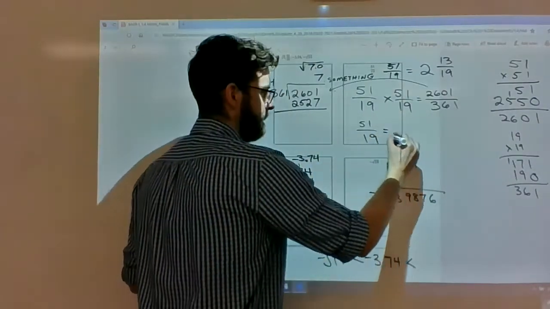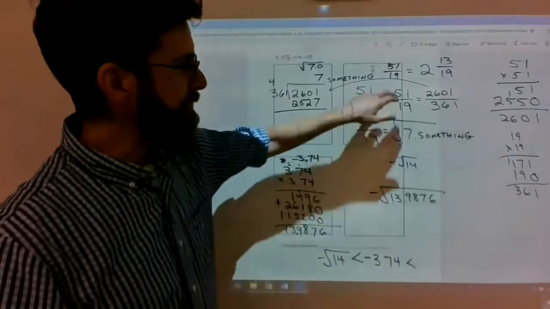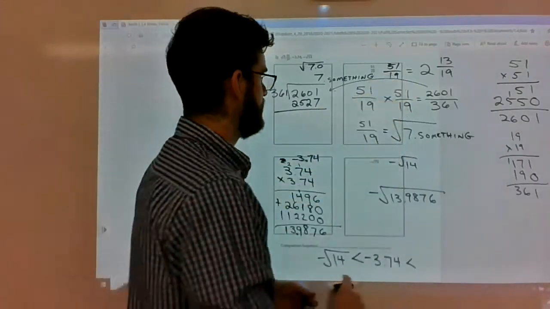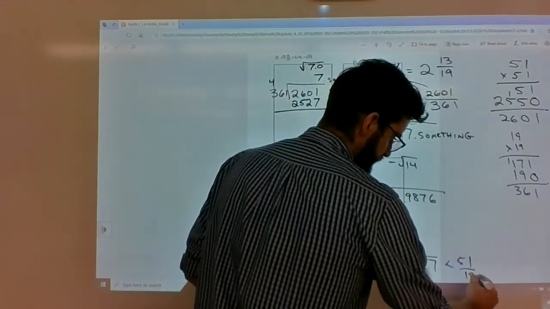So, this is kind of a caveman way of going about talking about it, but I believe it gets the job done. 51 over 19 is the largest number. Root 7 is the smaller of the two positive numbers.